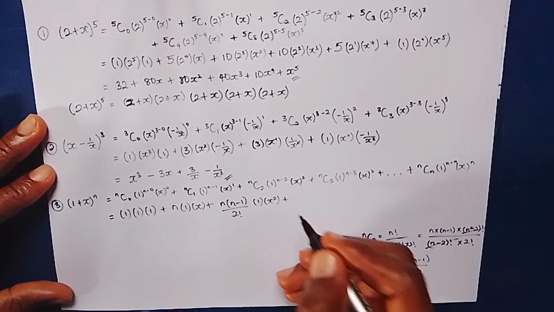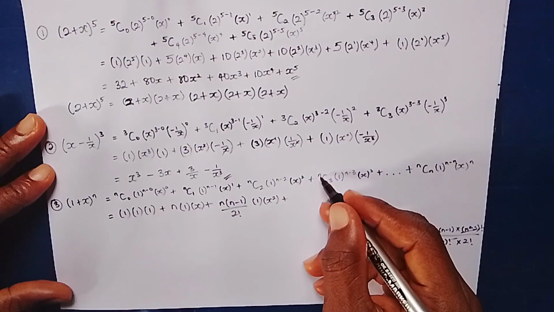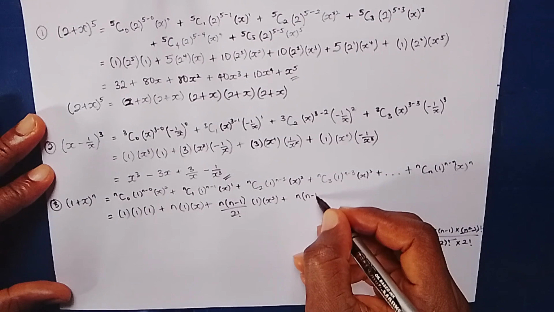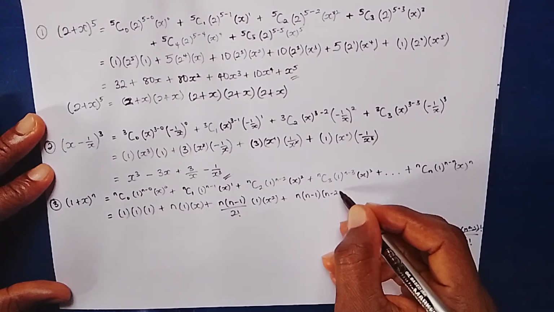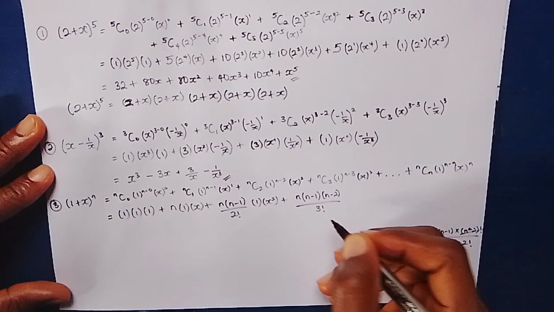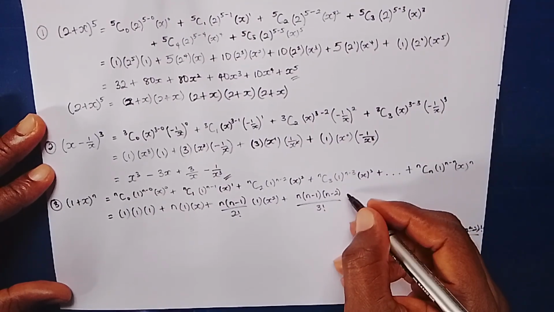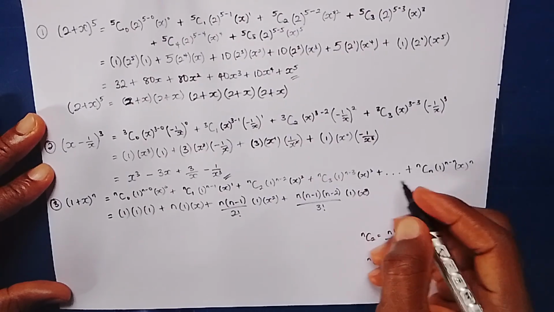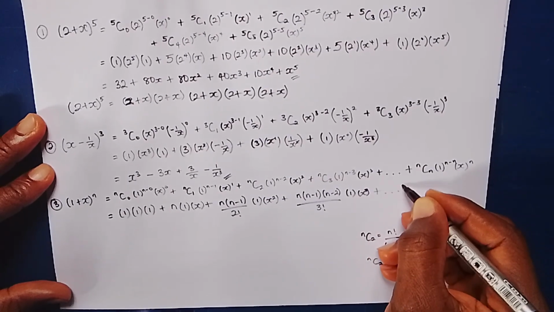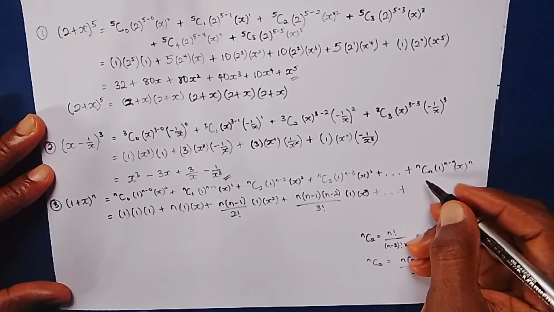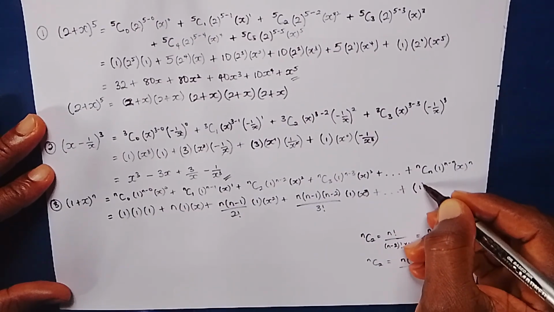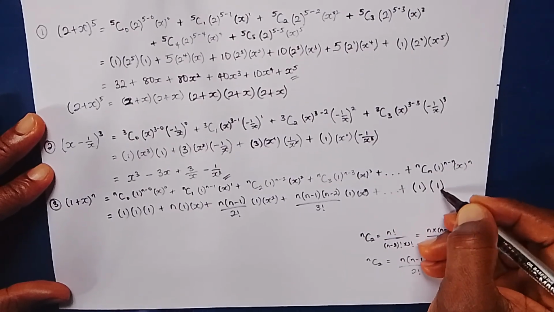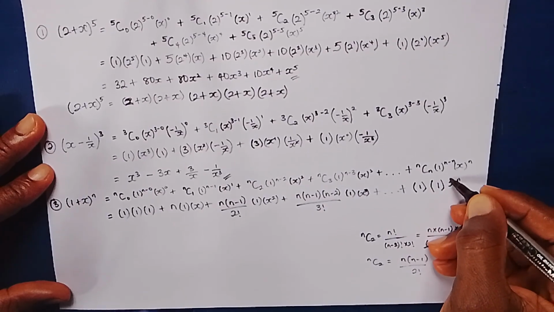As we keep moving, where we have nC3, what we are going to have in place of nC3 is n(n minus 1)(n minus 2) over 3 factorial. And anything raised to power 1 is 1. Then x cubed. So it goes on and on until we get to nCn. nCn is equal to 1. 1 raised to power n minus n is still 1. And then x raised to power n.